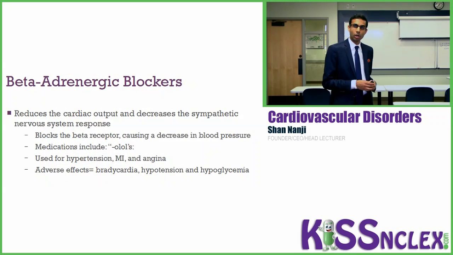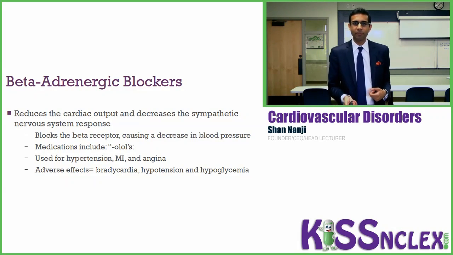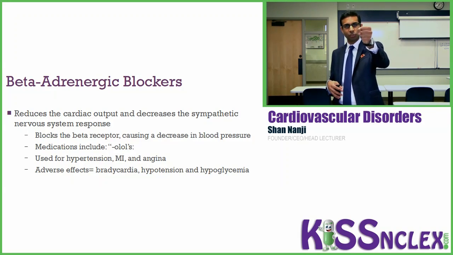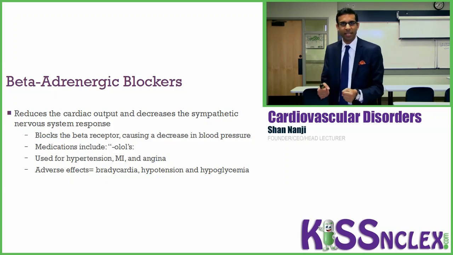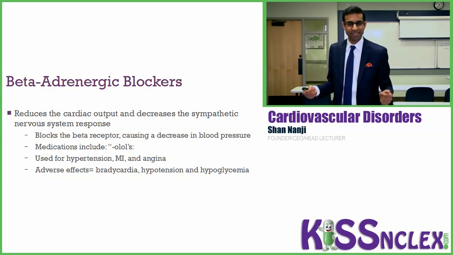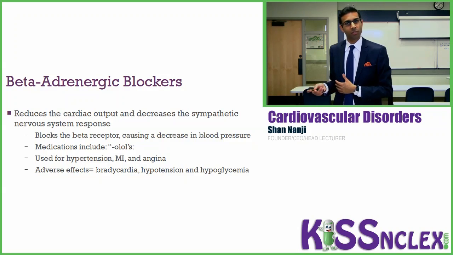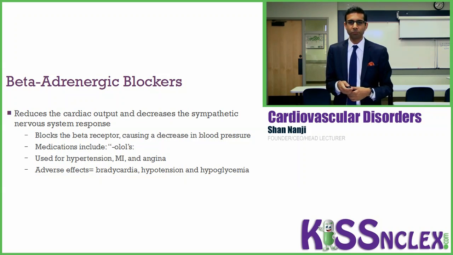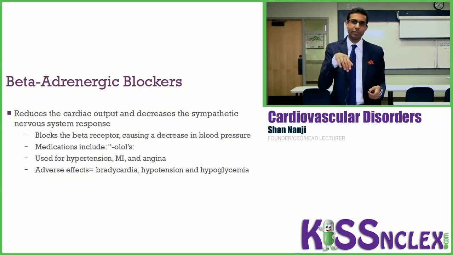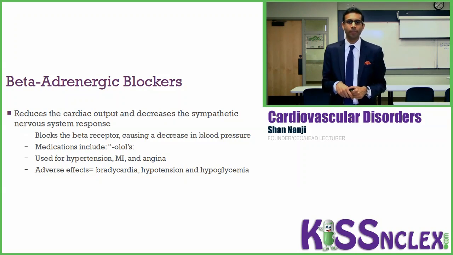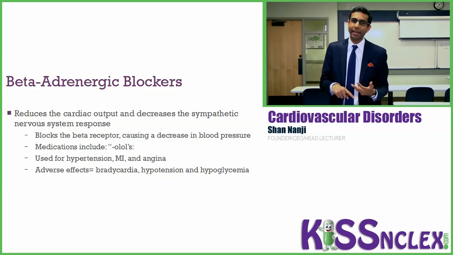We talked about beta blockers earlier, okay, with hypertension, but this is really just a recap of them. So this will reduce the cardiac output and decrease the sympathetic response, which is normally a tightening of the vessels. It'll prevent that tightening. It blocks the beta receptors, hence the name beta blocker. And remember, all those end in -lol. And because it blocks the beta receptor, it'll decrease their blood pressure. And like I said right here, medications end in -olol. It's used for hypertension, MI, and angina.